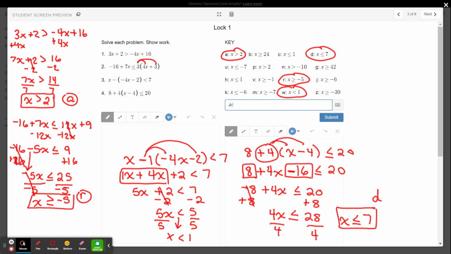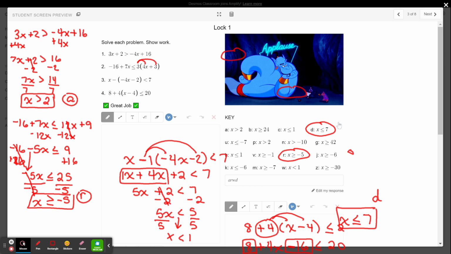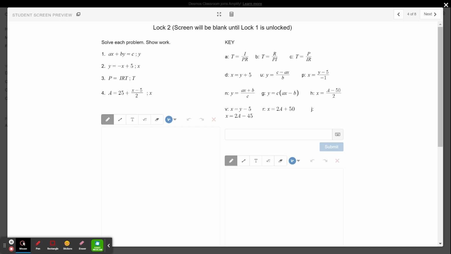So A, R, W, D. Make sure that it's not capitalized. If it is, it won't work. All right, so we know we got it right. The genie appeared, and so did our problems for the second one.